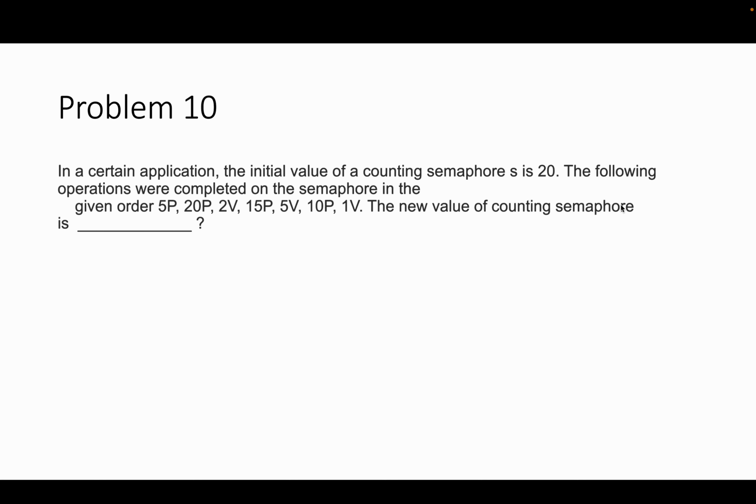So the new value of the counting semaphore when all of these operations are done on the semaphore is dash. Initially your value is 20. Whenever you do a P operation, the value is decremented by 1. Whenever you do a V operation, it is incremented by 1. So if you do all of these operations, what will be the value of the counting semaphore?